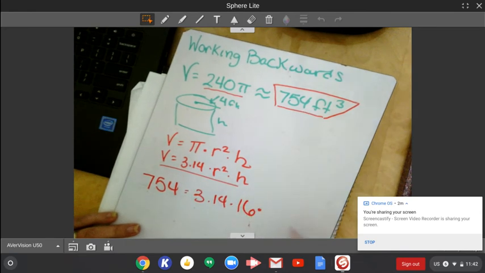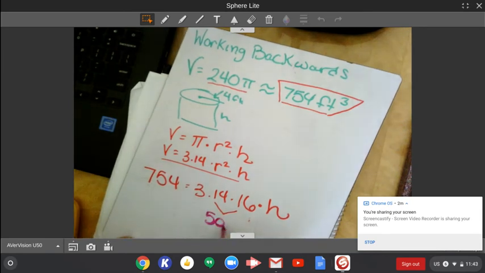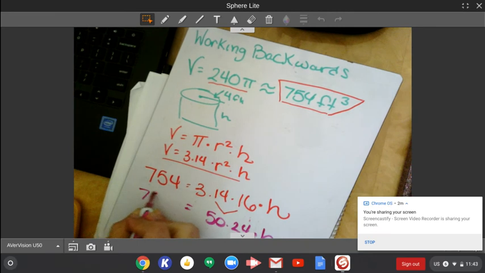Now, I don't know the height. That's what I need to figure out. So I'm just going to leave the letter H there. Okay, next step. And again, you're going to have to write these in your notebook. You're only going to have a few to do, so it's not too much. It's going to do 3.14 times 16 is 50.24. Okay, so here's your next step. You're going to write 50.24 times H equals 754.